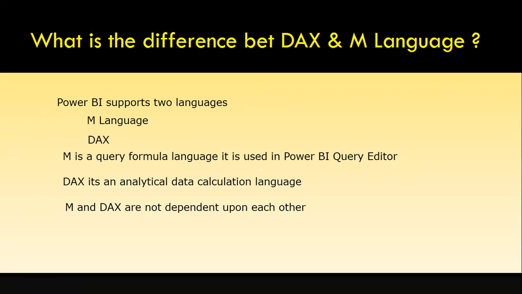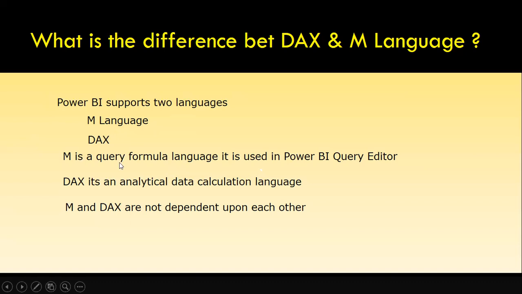What is the difference between DAX and the M language? In interviews, they'll ask you what the difference is between these two. Using Power Query Editor itself, I can create a new column, so why do I need to create a calculated column? I can create it using a custom column in Power Query Editor. So what exactly is the difference between the M language and DAX? You should be able to justify when you are supposed to use M language and when you are supposed to use DAX.